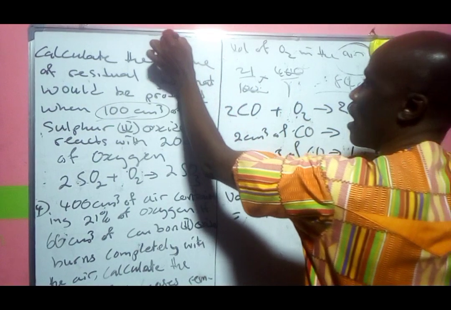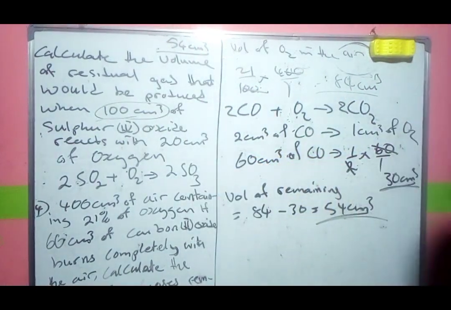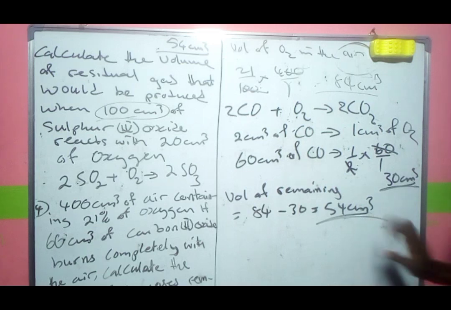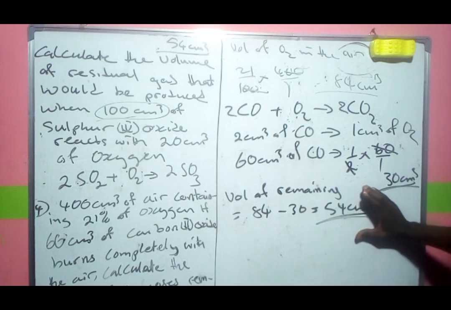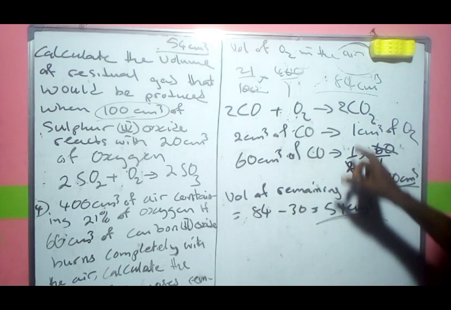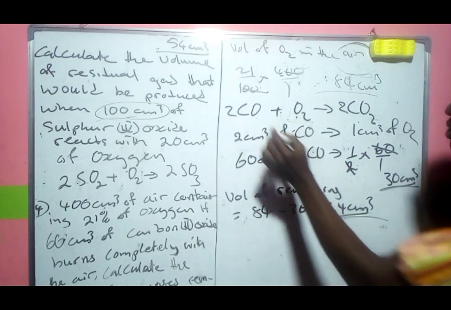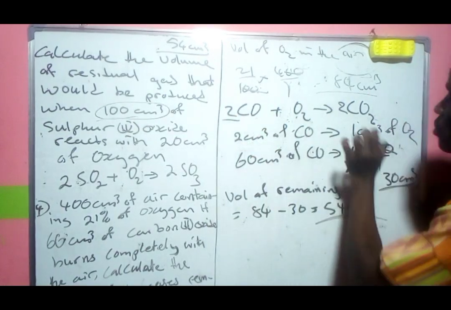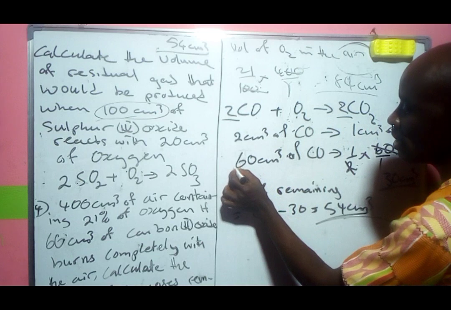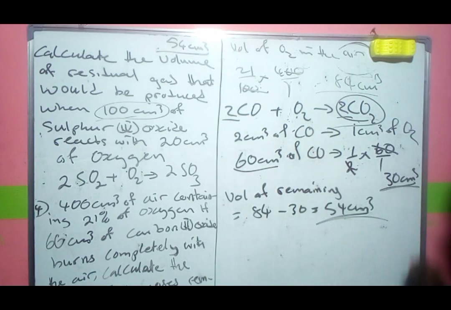So what next are we going to do? Since we know the volume of the remaining oxygen, we need to find the volume of carbon(IV) oxide that is produced. From this ratio, 2 cm³ to 2 cm³, it means that 60 cm³ of carbon(II) oxide will also produce what? 60 cm³ of carbon(IV) oxide.